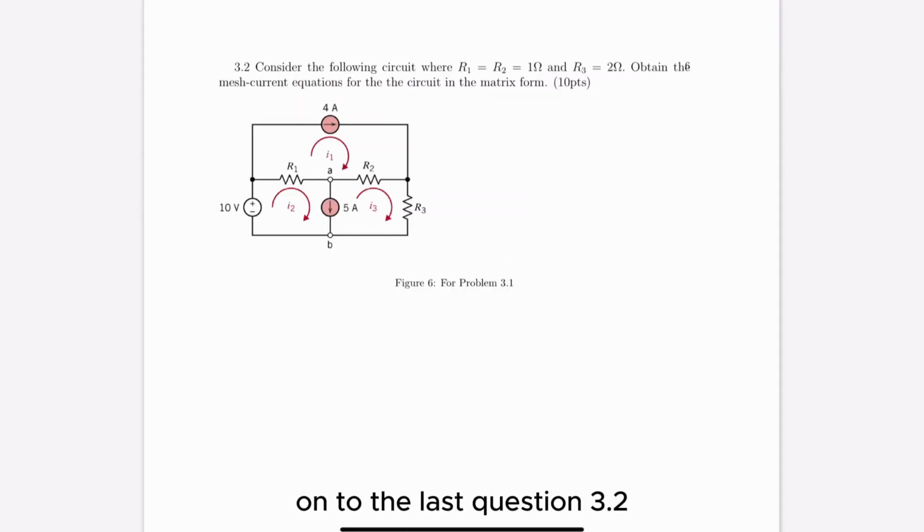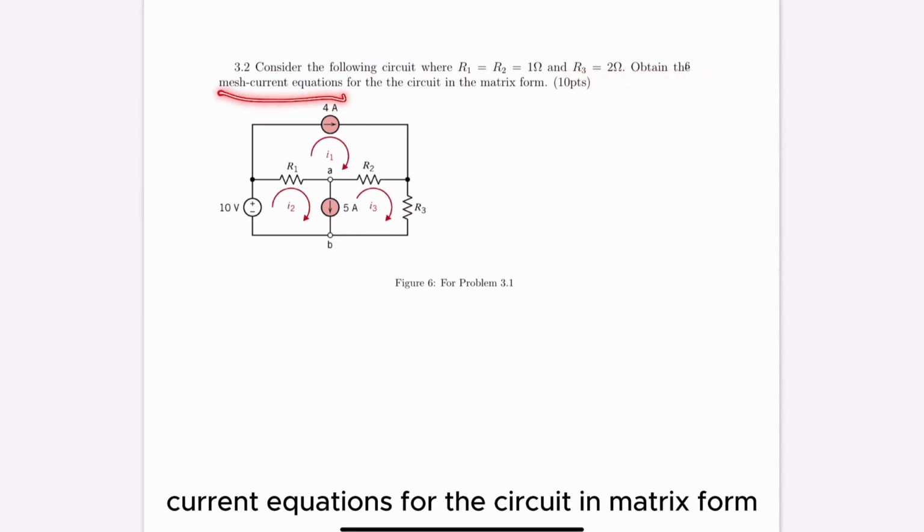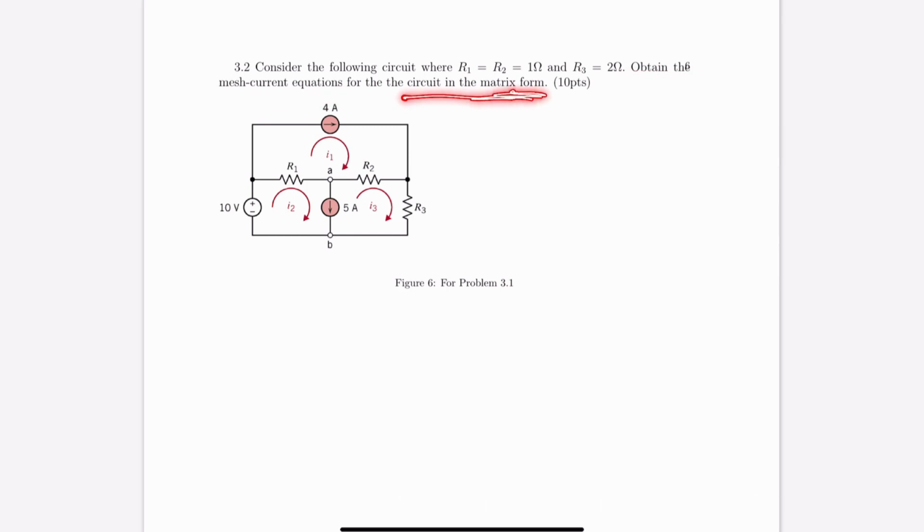On to the last question, 3.2. Consider the following circuit where R1 equals R2 equals 1 ohm and R3 equals 2 ohm. Obtain the mesh current equations for the circuit in matrix form.